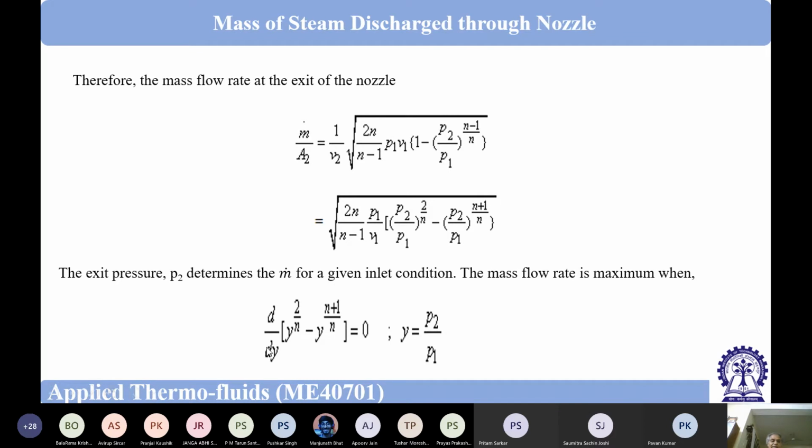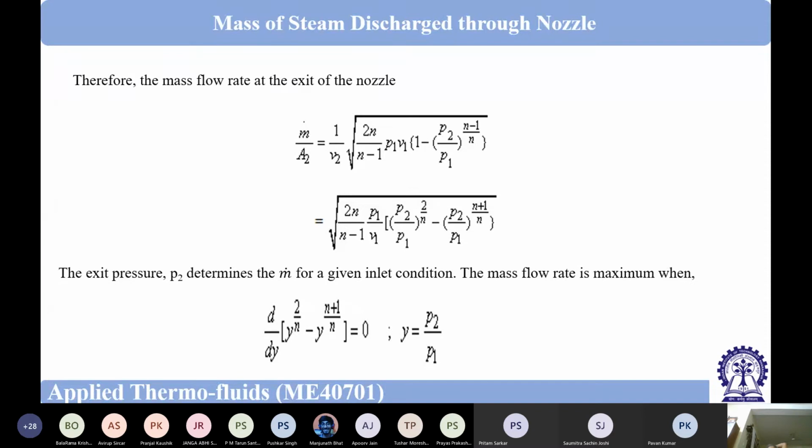The exit pressure P2 determines the M2 for a given inlet condition. Inlet condition, I have told, generally is taken as the stagnation condition. Velocity is equal to 0 there. So if we know the pressure, that is good enough. From there we can calculate the other properties.